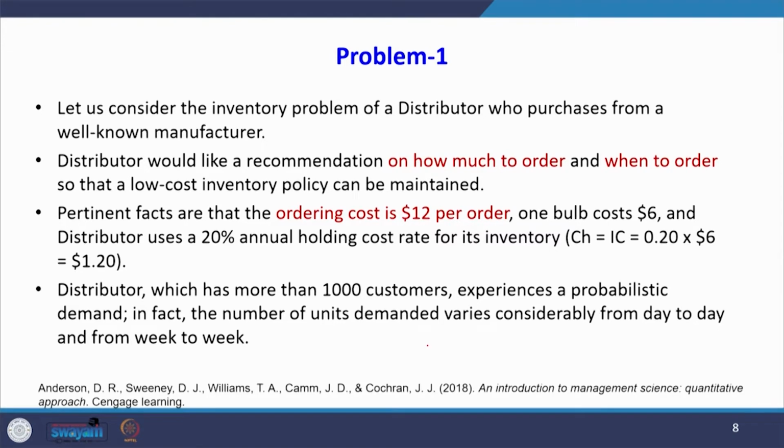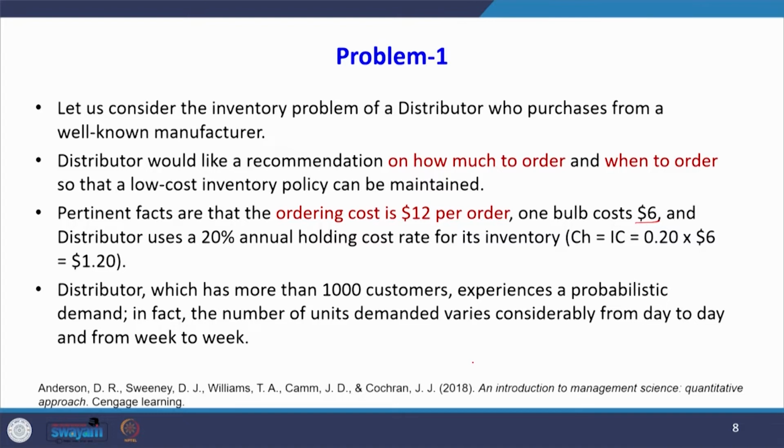The pertinent facts are that the ordering cost is $12 per order, and he is purchasing light bulbs. One bulb costs $6, and the distributor uses a 20% annual holding cost rate for its inventory. So, what will be the annual holding cost? The interest percentage, 20%, multiplied by the unit cost 6. So, this will be $1.2.